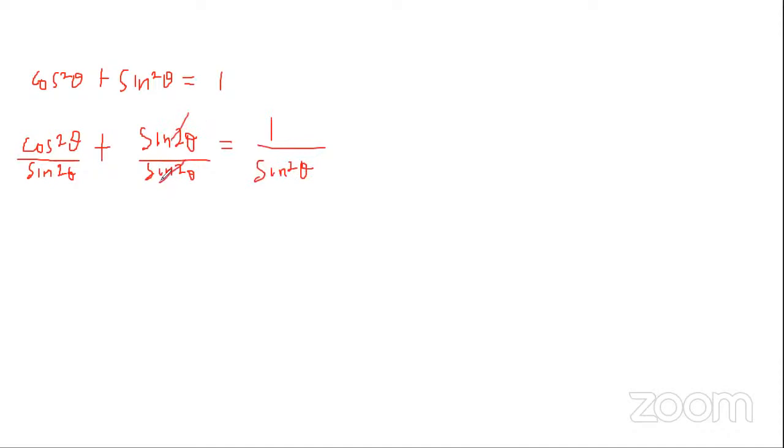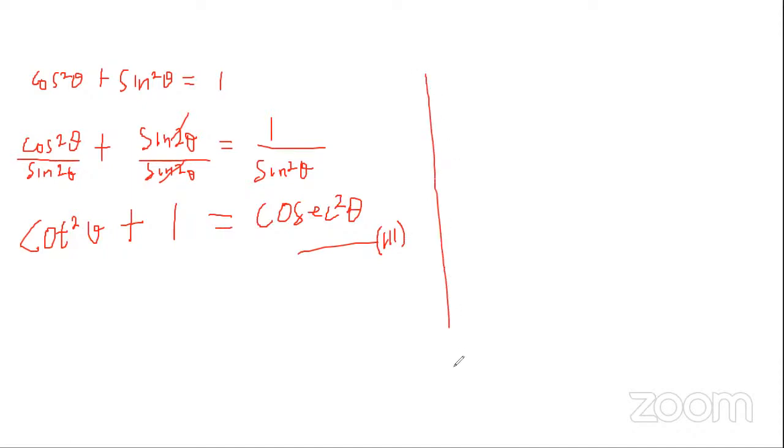So this and this will give us a 1, and cos over sine is a cot, so it will be cot squared theta plus 1 is equal to cosec squared theta. So this will be our third identity.